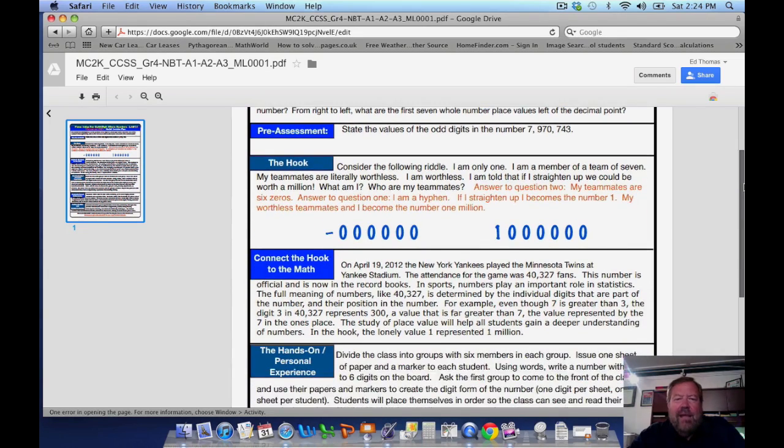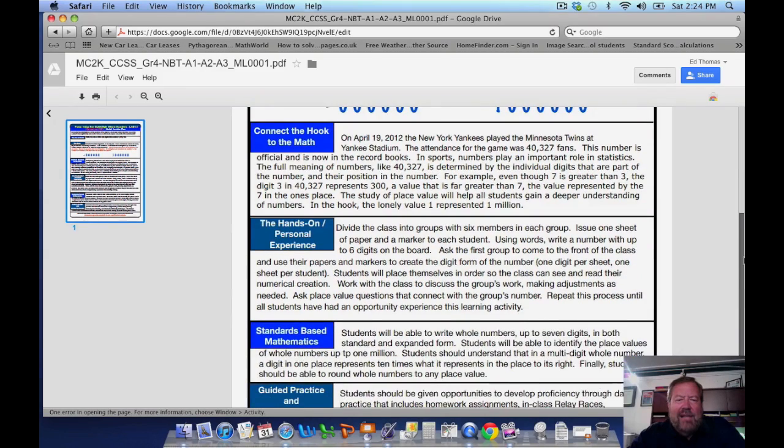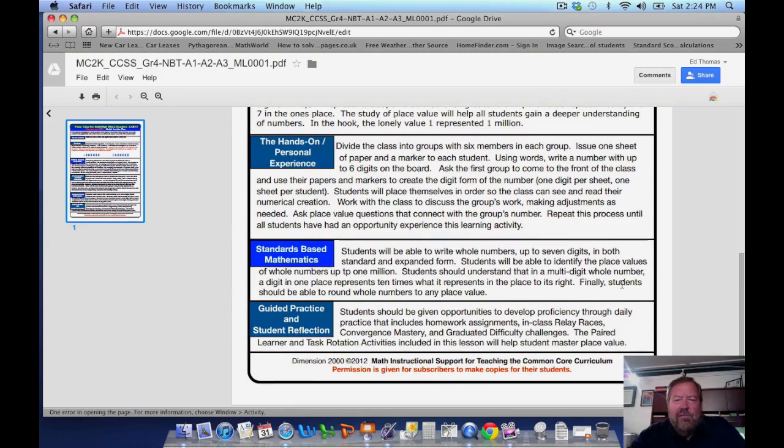7,970,743. And then we have a hook. This is a little riddle where we're talking about a number that has no value, and then simply by taking the hyphen and rotating it 90 degrees, now all of a sudden it becomes the number 1 million, and it's a nice riddle the kids will enjoy. And then we connect the hook to the math. All of our lesson plans have a hands-on activity idea. We have an interpretation of what the standard is really saying, and then some ideas for guided practice.